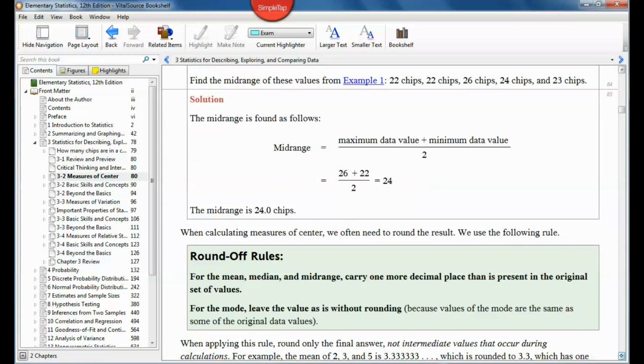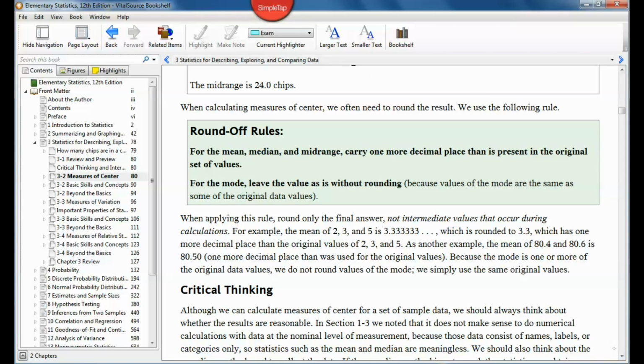All right, so we're all interested in how we need to round our answers. What are the round-off rules? When calculating the mean, median, and mid-range, carry one more decimal place than is present in the original set of values. For the mode, leave the value as it is without rounding.